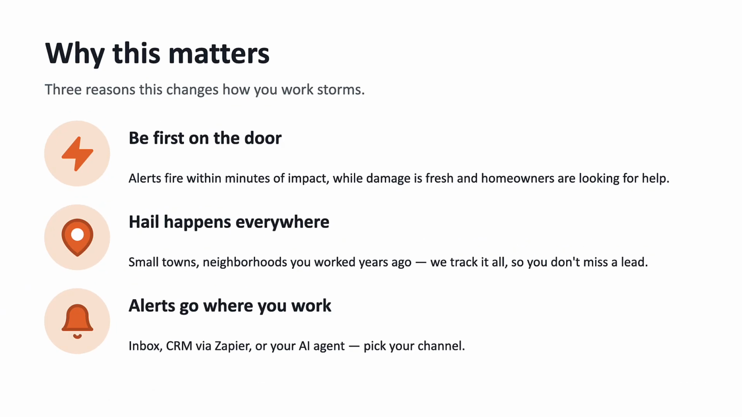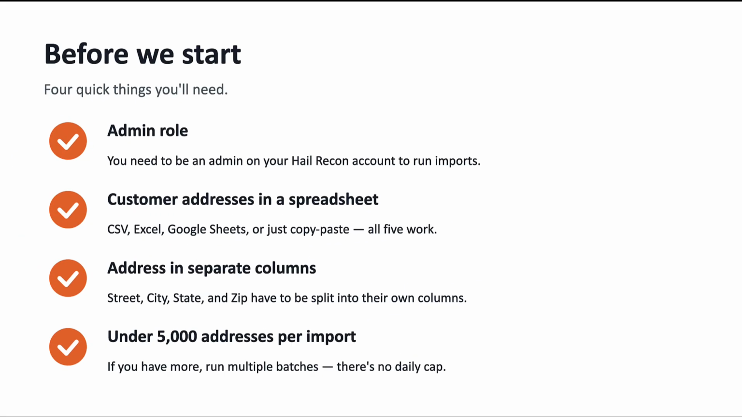1. When hail hits a monitored address, you get an email within minutes, while the damage is fresh and before your competition wakes up. 2. Small towns, neighborhoods you worked 5 years ago, we track it all. 3. Alerts go where you work: your inbox, your CRM via Zapier, or your AI agent.